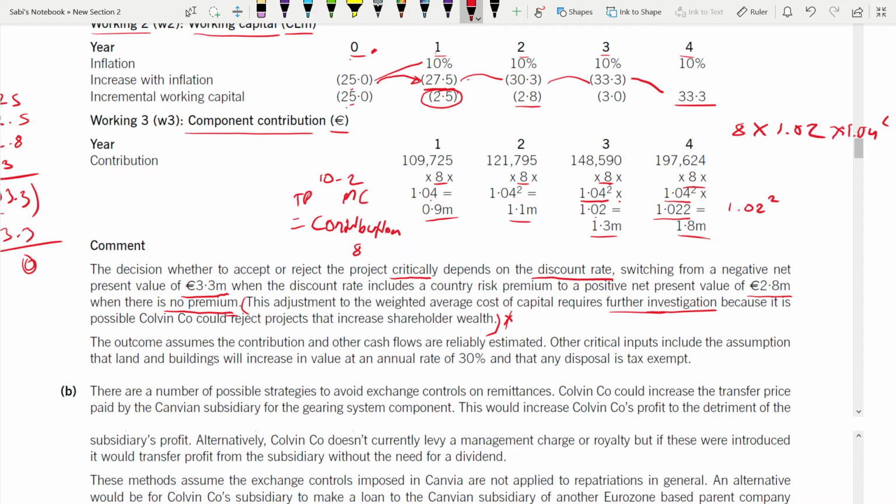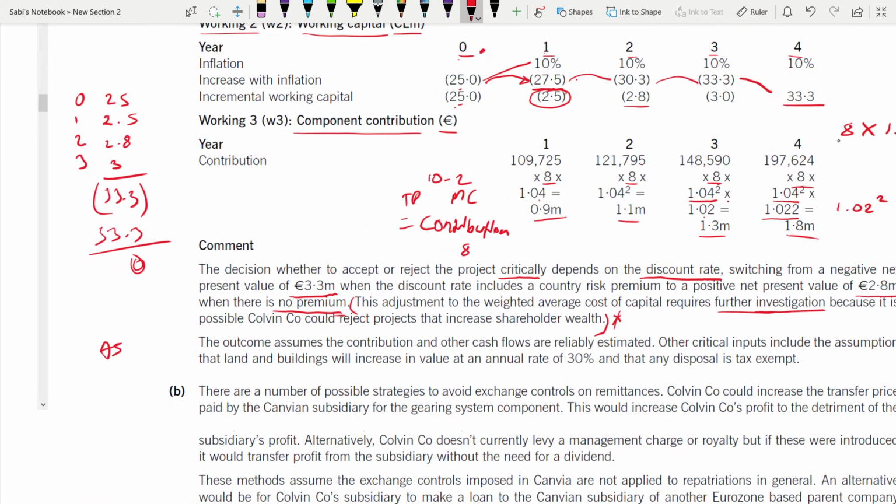Okay. So coming to the second paragraph, the outcome assumes the contribution and the other cash flows are reliably estimated. Assumptions, I told you. In a 25 marks question, not a list of assumptions. One or two assumptions is enough, but assumptions you have to write. They didn't tell anywhere, but you have to write assumptions. One or two is enough. This is a 25 marks question, because clearly they didn't specify to write assumptions. In that case, one or two assumptions is fine.